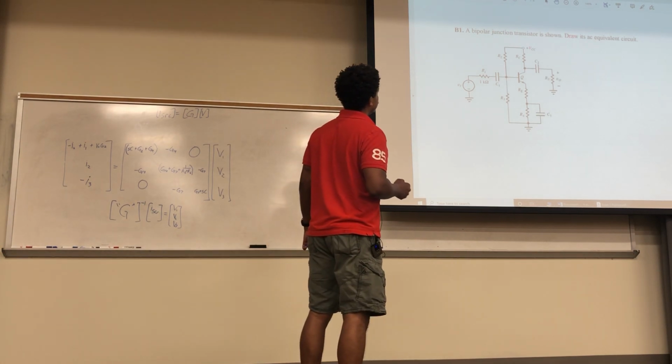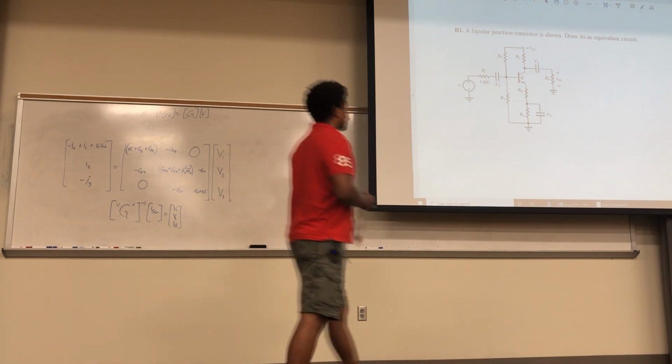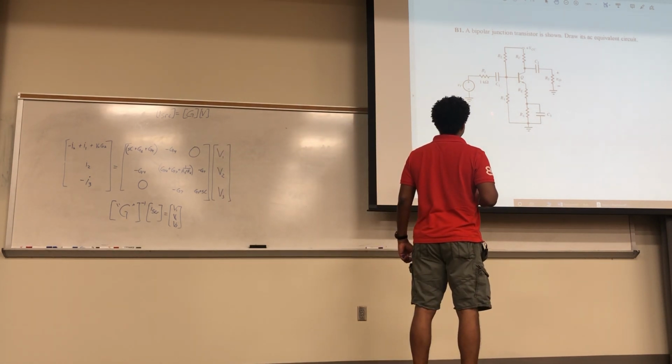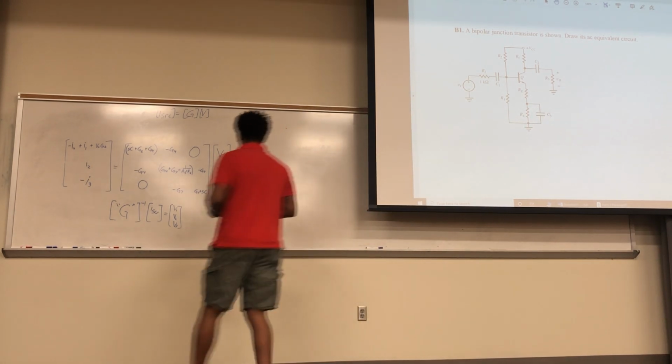Bipolar junction transistor shown. Draw its AC equivalent circuit. So for AC, what gets modified here? These become AC current blockers. They block the AC current, so they become just short circuits at that point right here. And this right here becomes an AC bypass, where this becomes an AC ground. So it totally bypasses this resistor right here. So this just becomes a short circuit right there.